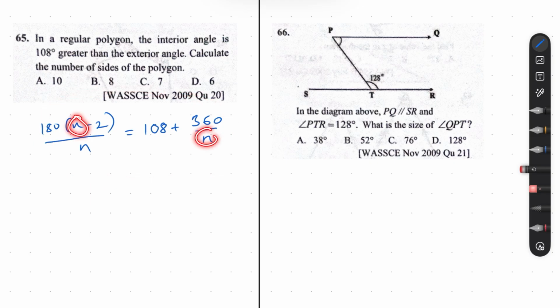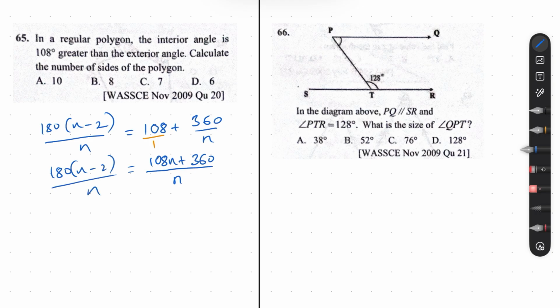Okay, so this is what you need to solve to find the number of sides, which is n. Here let's try to find the LCM, which is n. So we know that this is the same as over 1, right? So 1 goes into n how many times? n times, multiply 108. We have 108n plus, here the n will cancel out, then we have 1 times 360, equal to 180(n minus 2) all over n. Now we can easily cancel our n out.